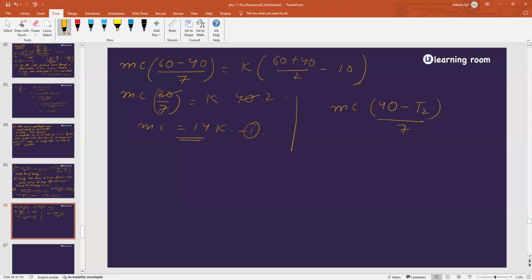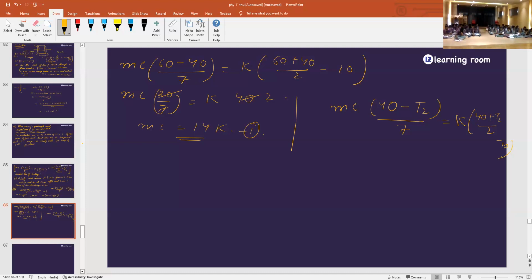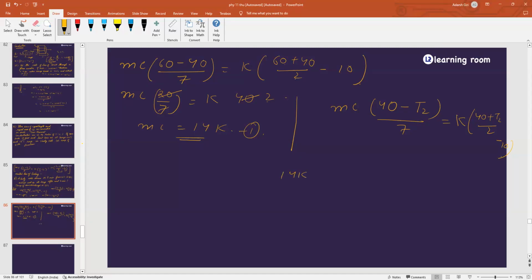So 7 here, right? Yes, sir. Now, K will be the same because we are talking about the same body. Average temperature is (40 plus T2) by 2 and minus 10, right? Yes, sir. Surrounding will be the same. Instead of MC, can I write 14K? (40 minus T2) upon 7 is equal to K times (40 plus T2 minus 20) upon 2.